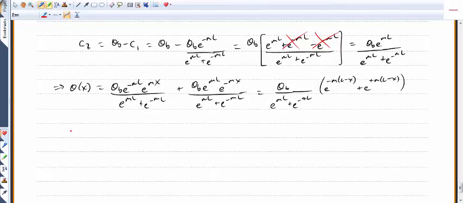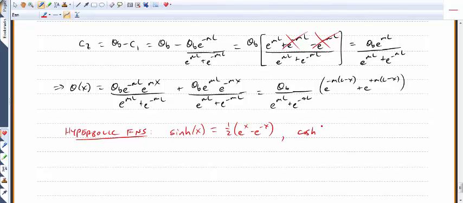So, in order to finish, I have to introduce you to hyperbolic functions. Hyperbolic functions are as follows. Hyperbolic sine, or sinh, would be 1/2 times e to the plus x minus e to the minus x. There's cosh, or hyperbolic cosine, which is 1/2 times e to the x plus e to the minus x. And then there's hyperbolic tangent, or tanh, which is simply sinh over cosh.